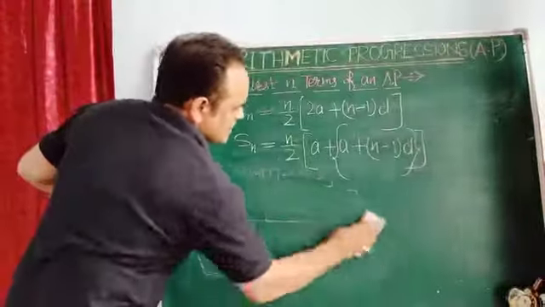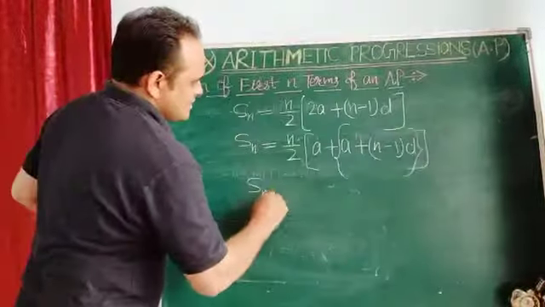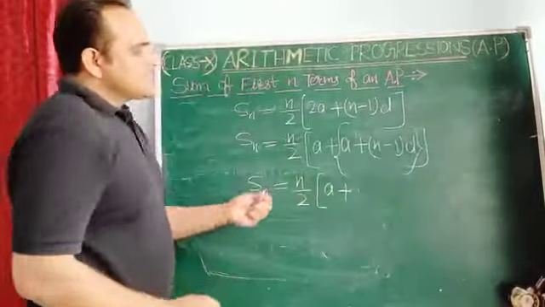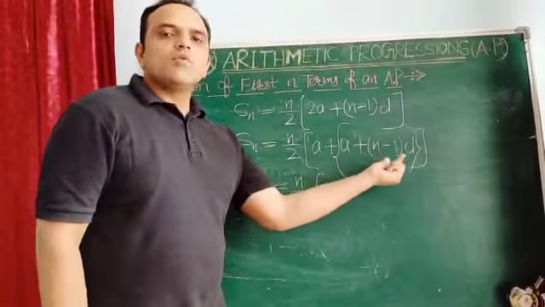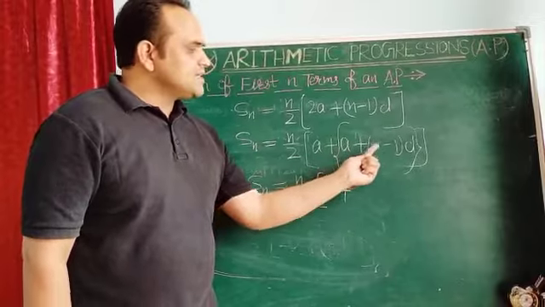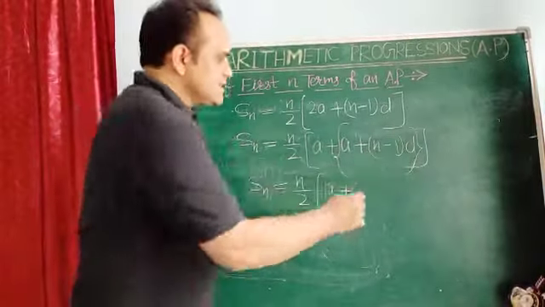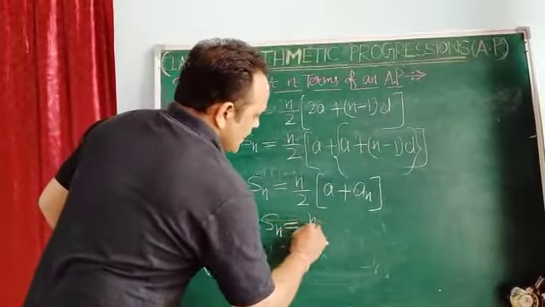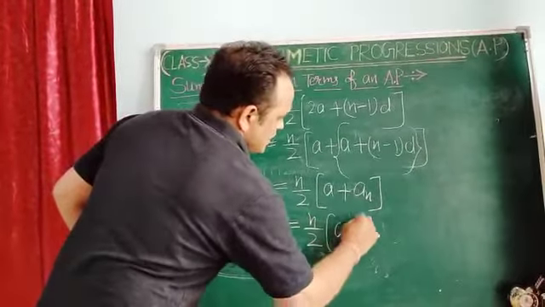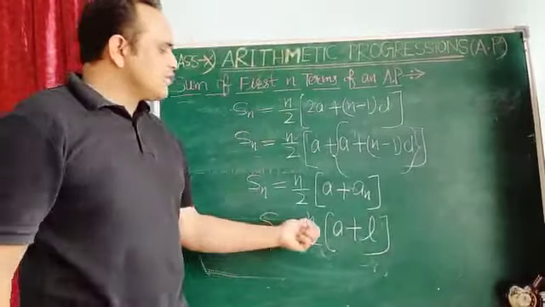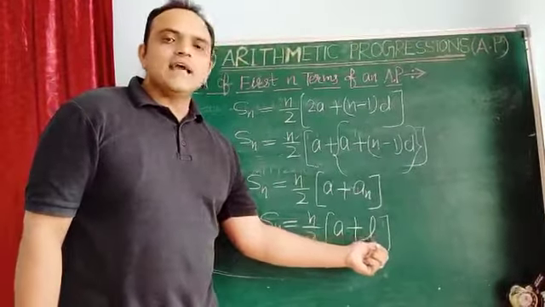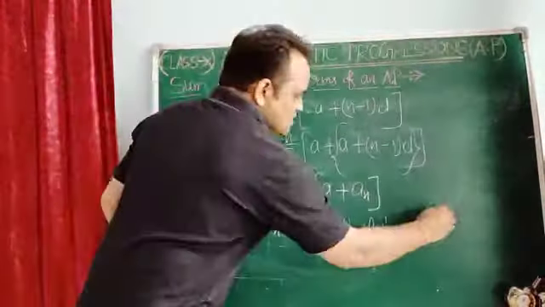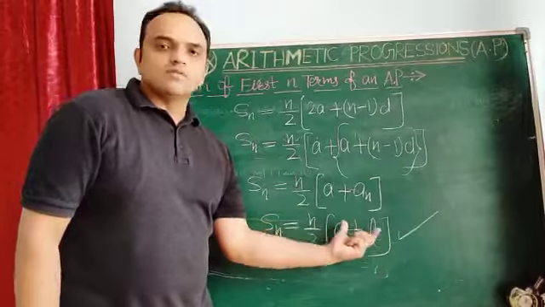If you will see, Sn is equal to n by 2, a plus, and this is equal to the nth term of an arithmetic progression, that is a plus (n minus 1) into d, that is an, and we can write that Sn is equal to n by 2 (a plus l). So here n is the number of terms, a is the very first term, and l is the last term of that arithmetic progression. So this formula we will use when its first and last term will be given to us.